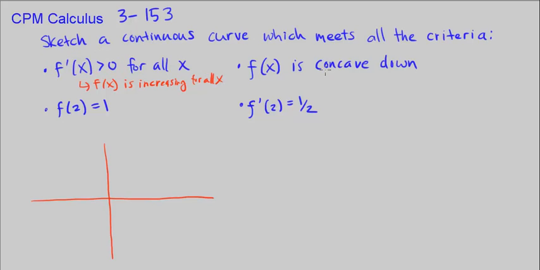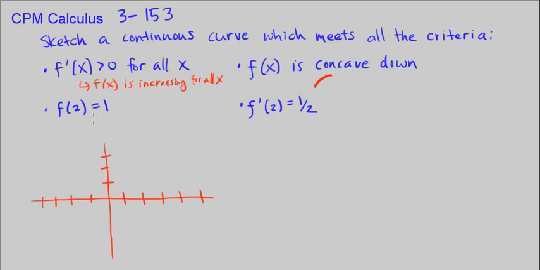Alright, f of x is concave down. That means it's just going to look like this. So it could look like this when it's increasing, because we know it's never going to be decreasing. Let's go ahead and erase that. We know it's concave down, so it's going like this. f of 2 is equal to 1. So we could just go ahead and label our graph.